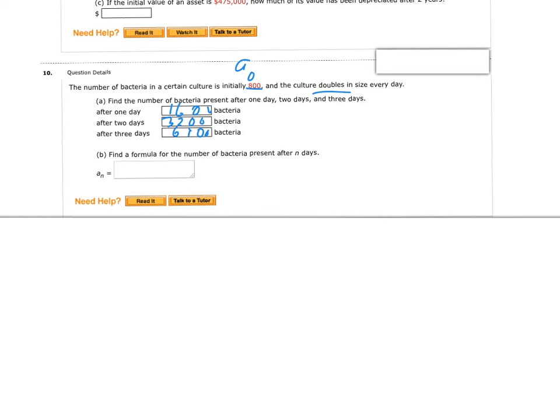So then our formula for this, I know that r is 2 because it's doubling every time. And then I know that I would use my a sub 0 version, so I could say 800 times 2 to the power of n. If you wanted to use the a sub 1 version, you could say 1,600 times 2 to the power of n minus 1, and that would work as well.